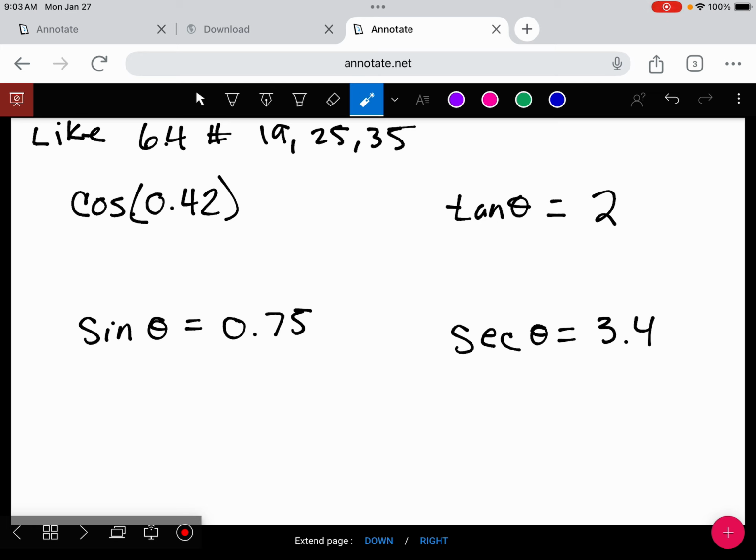And we are asked to find these values. So cosine of 0.42, first things first, is that degree or is that radian? It's in radians. The degrees will always have the symbol. So you need to make sure your calculator is in radian mode, which I will show you again where to do that on the yellow ones here in just a second.